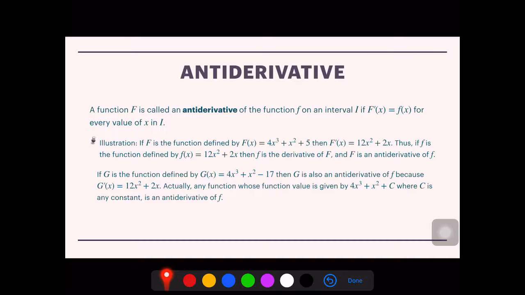Notice that if we let big G this time be the function defined by 4x cubed plus x squared minus 17, that function G is still an antiderivative of small f because the derivative of G would be the same thing, 12x squared plus 2x.